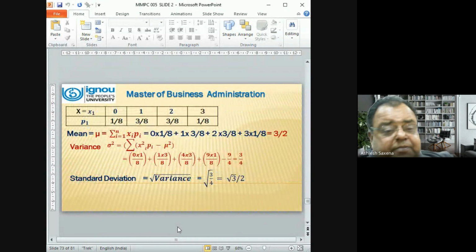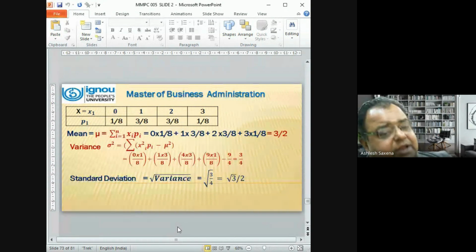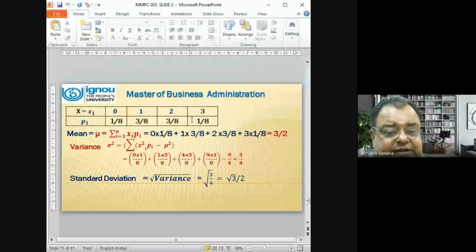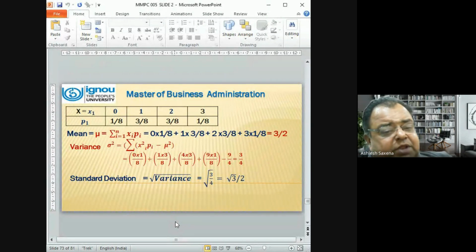Now, writing this in tabular form. Your x values are 0, 1, 2, 3, and their respective probabilities are 1 by 8, 3 by 8, 3 by 8, and 1 by 8. Please add these numbers and see what it comes out to be. What is the summation of 1 by 8, 3 by 8, 3 by 8, and 1 by 8? What will you get? That means our calculation is correct.